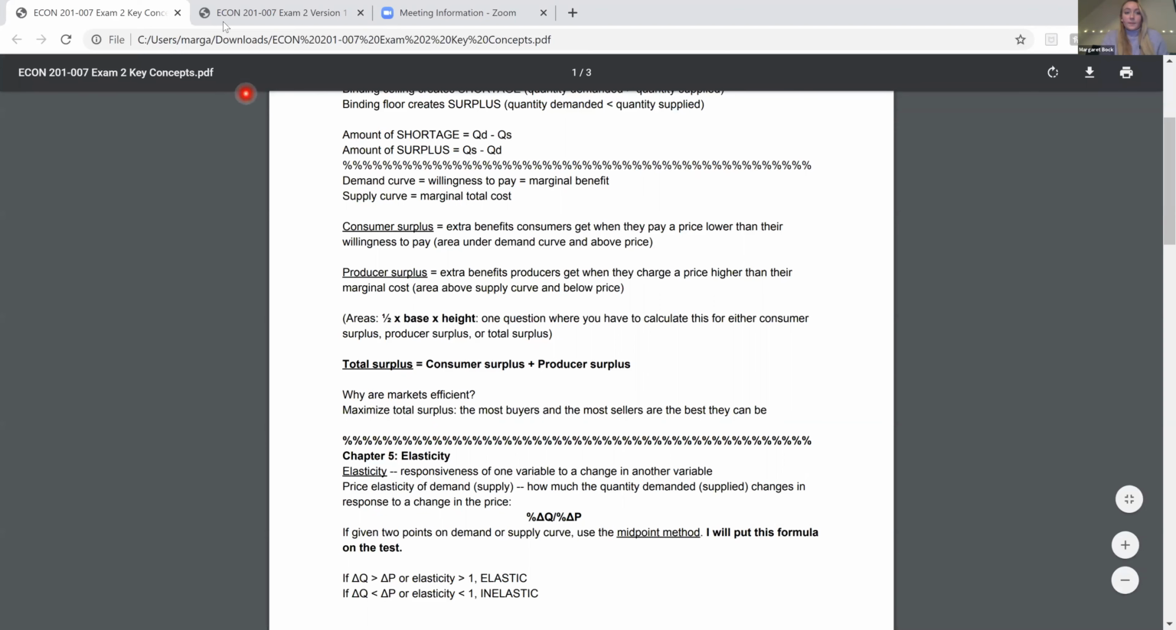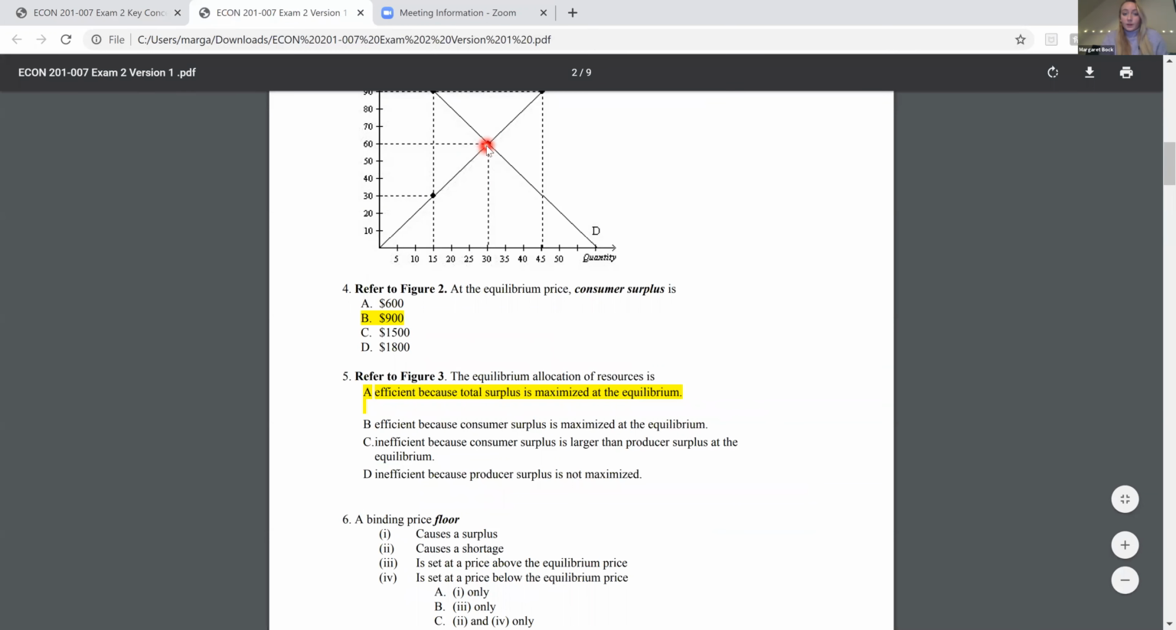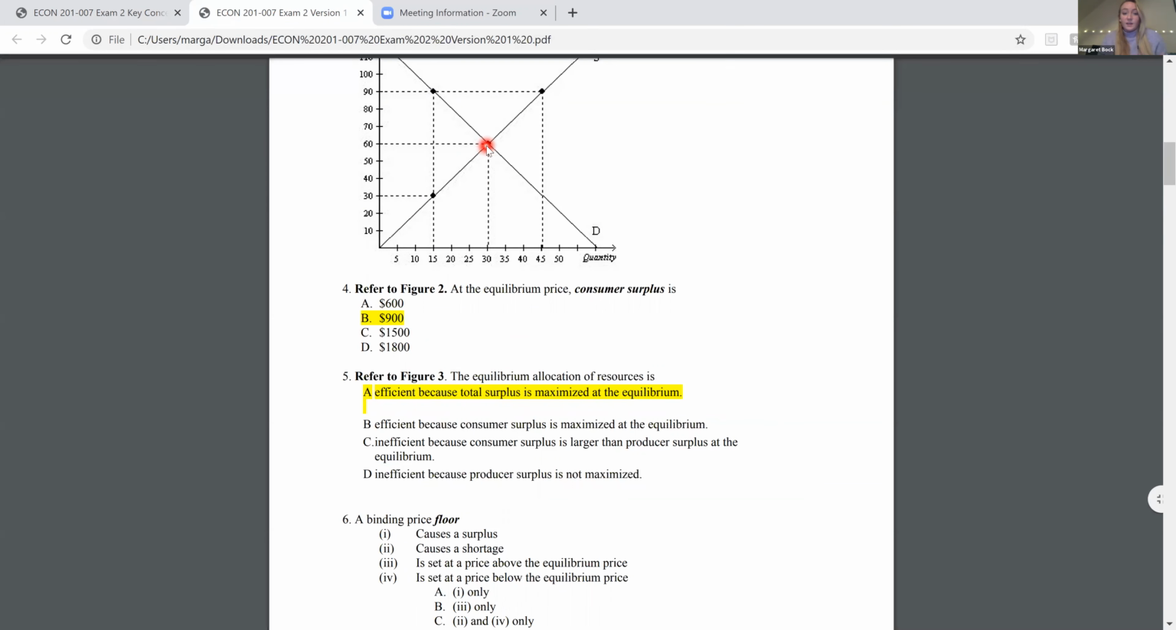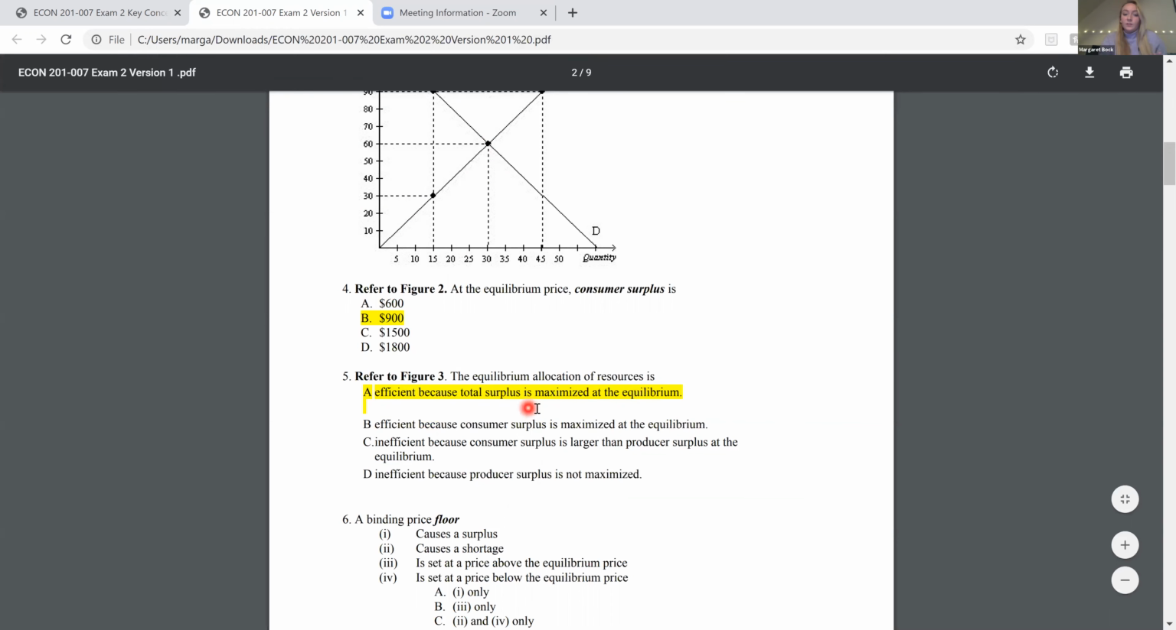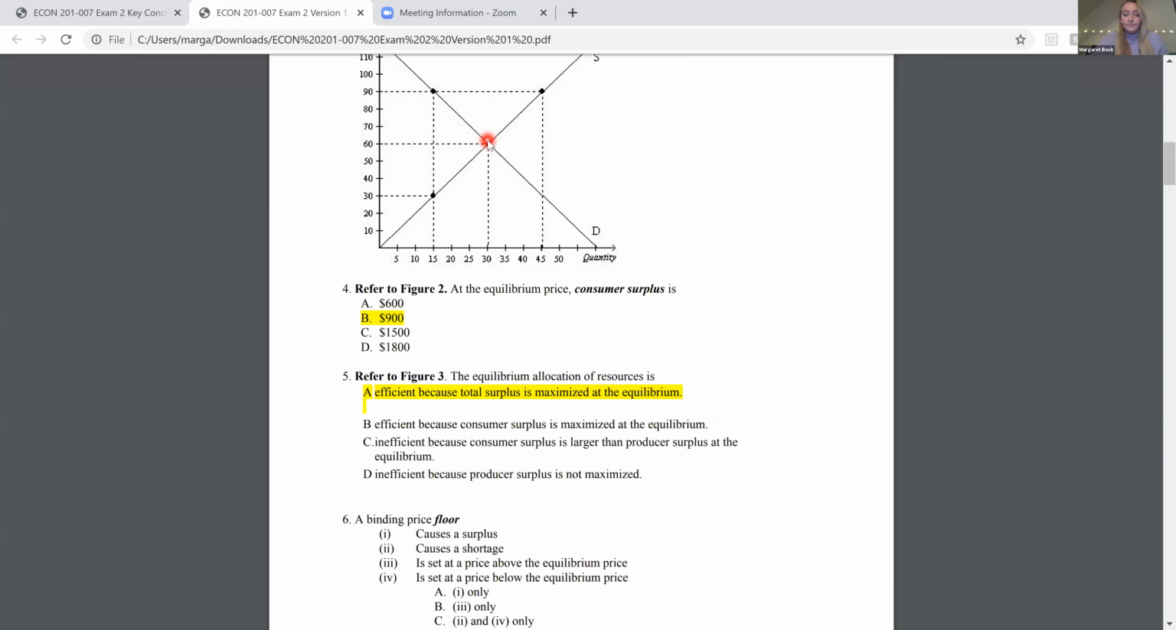So at the equilibrium price, this is efficient because total surplus is maximized at the equilibrium. So this was just knowing that total surplus is maximized at this market equilibrium.